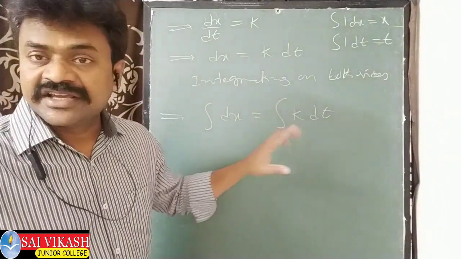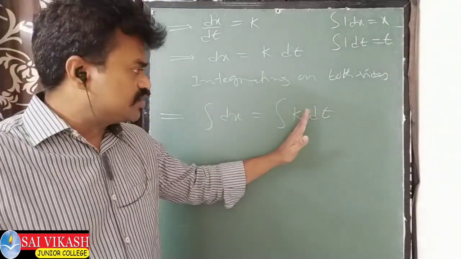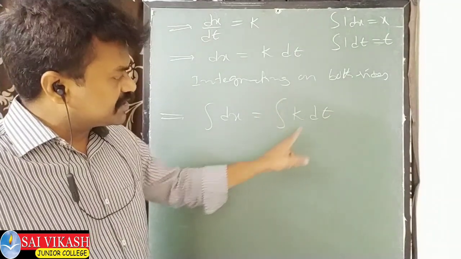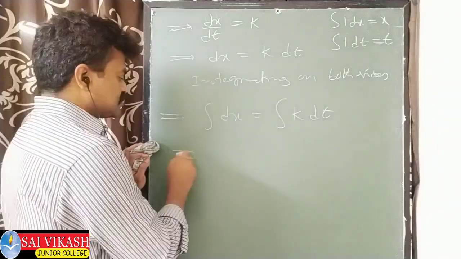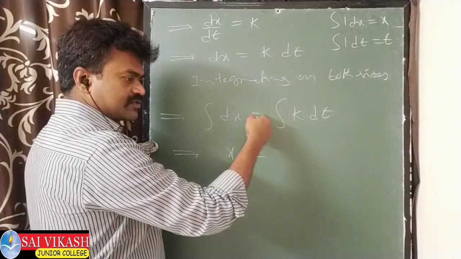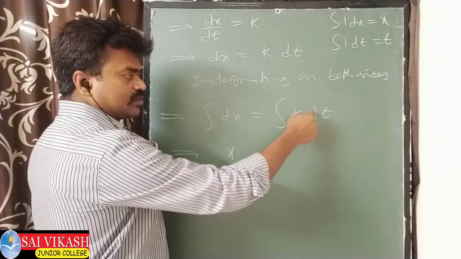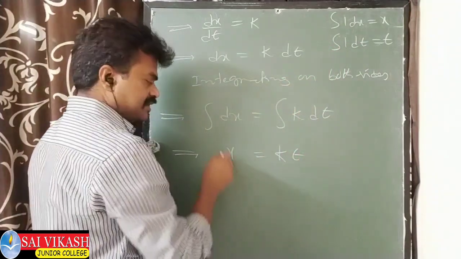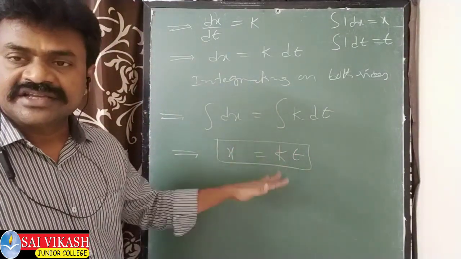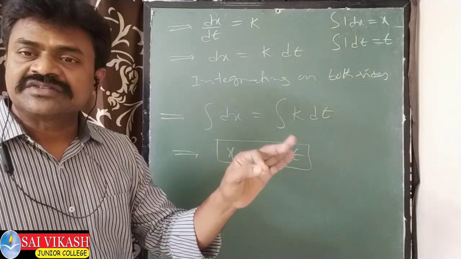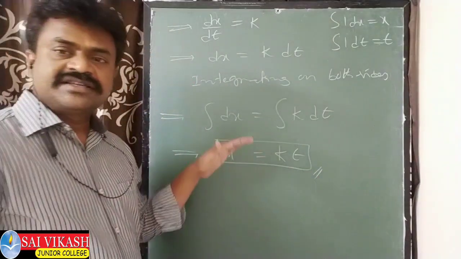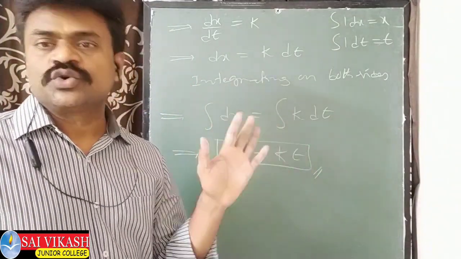But here k is a constant, so it will not be integrated. So k comes outside, which means only integral 1 dt remains. So integral 1 dx means x is equal to k times integral 1 dt, which is t. Therefore x equals kt is the integrated rate equation for the zero order. Yes, this is the final answer.